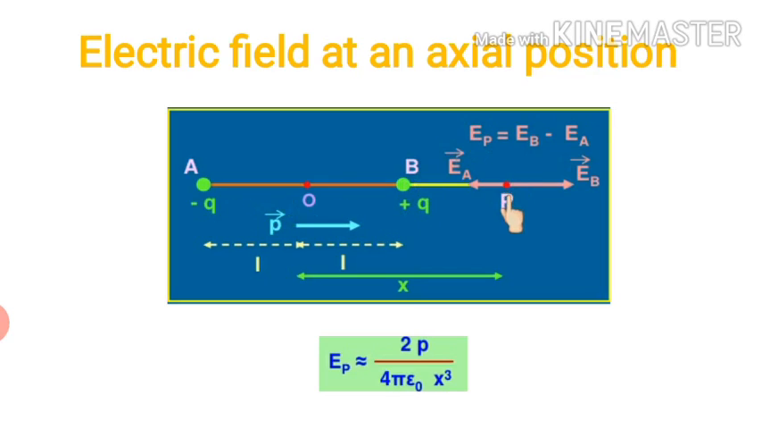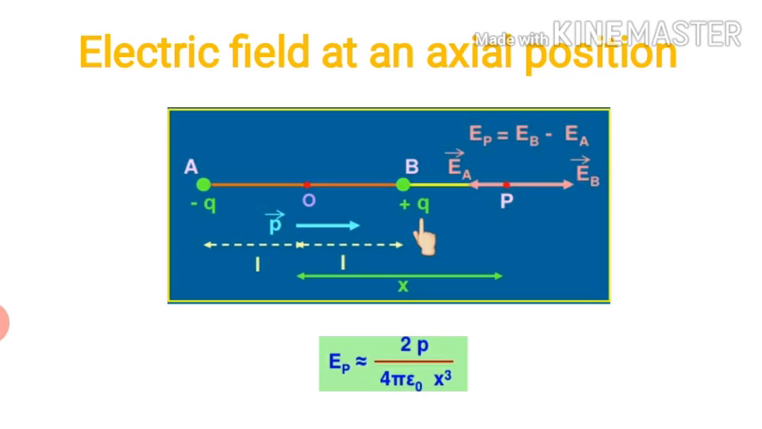Let us suppose that EA is the electric field due to minus Q charge at point P. So since EA is due to negative charge, its direction will be towards the negative charge. And let us suppose that EB is the electric field at point P due to plus Q charge. So since this electric field is produced due to positive charge, its direction will be away from this charge. So at point P we have two electric fields, one in this direction, the other one in this direction.